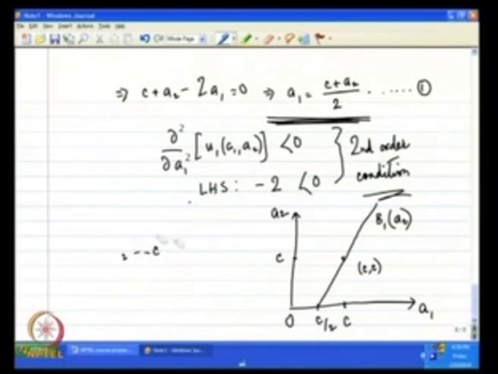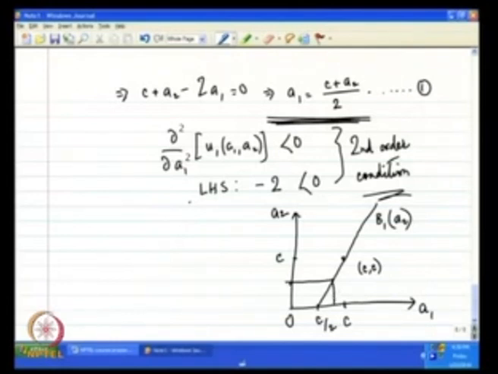Now let us concentrate on the other best response function. Before that, let us see what it means. It shows, for the best response function of player 1, for each value of A2, if I take any arbitrary value of A2, I find that value of A1 which is the best response for player 1.